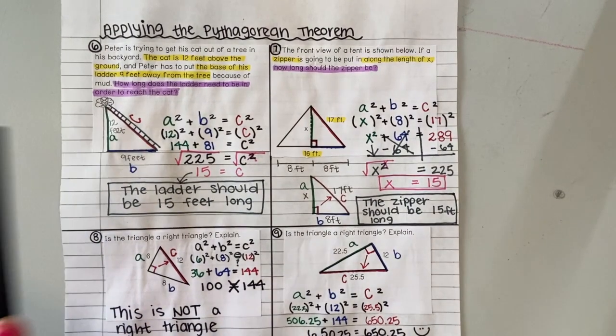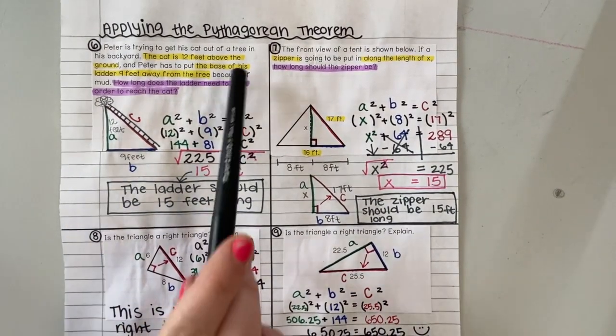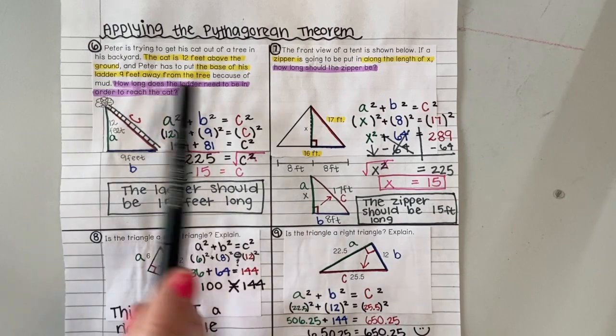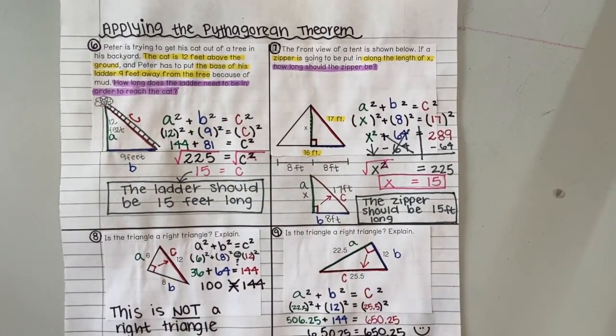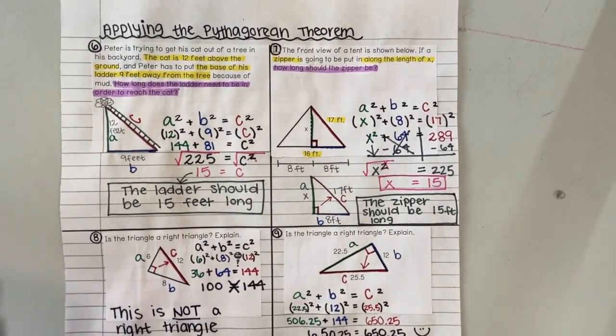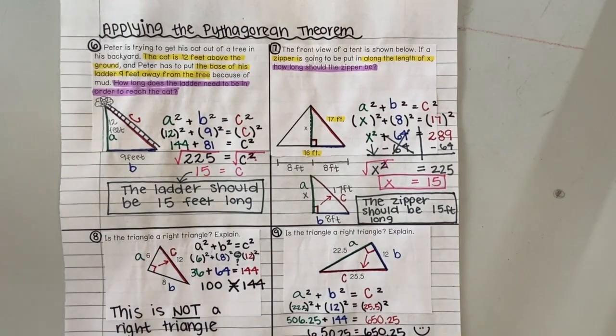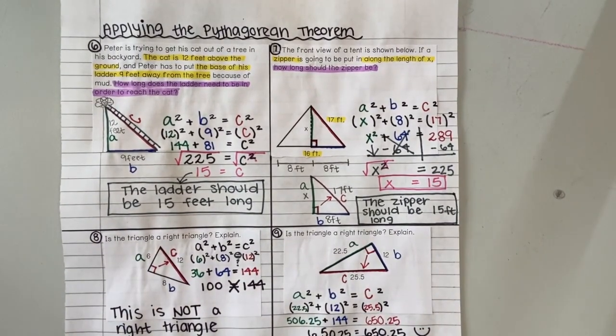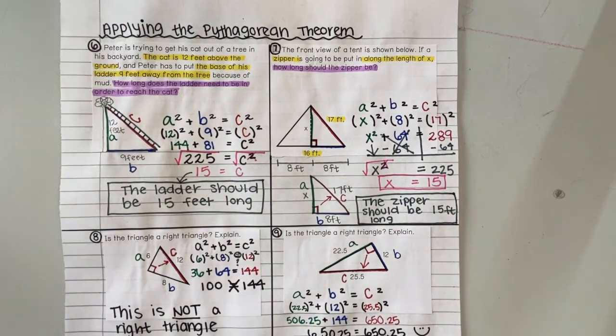I've highlighted the known information in yellow and highlighted the question in purple, but essentially this question says Peter is trying to get his cat out of a tree in his backyard. The cat is 12 feet above the ground and Peter has to put the base of the ladder 9 feet away from the tree because of mud. How long does the ladder need to be in order to reach the cat?